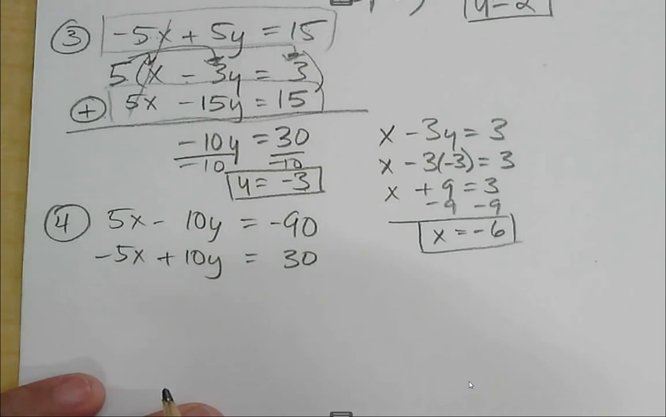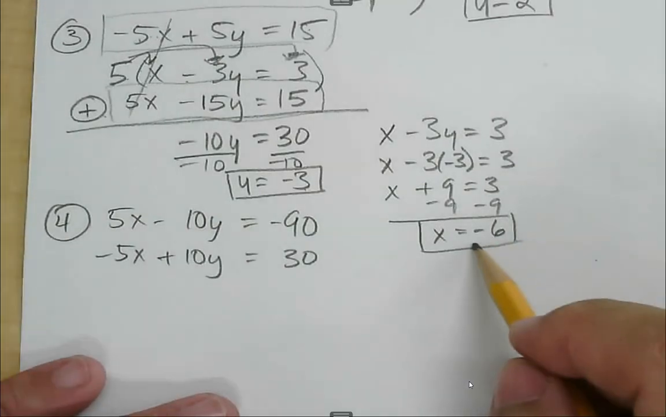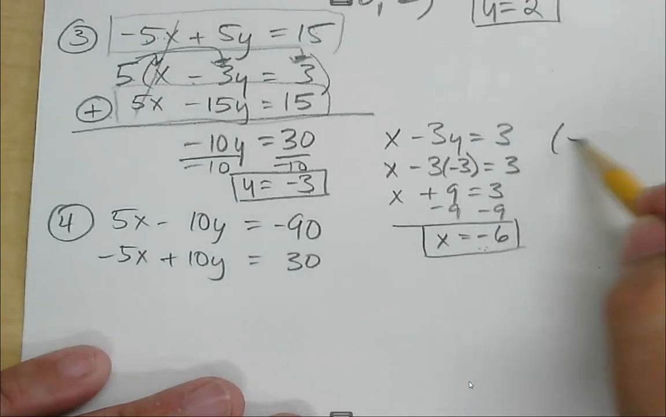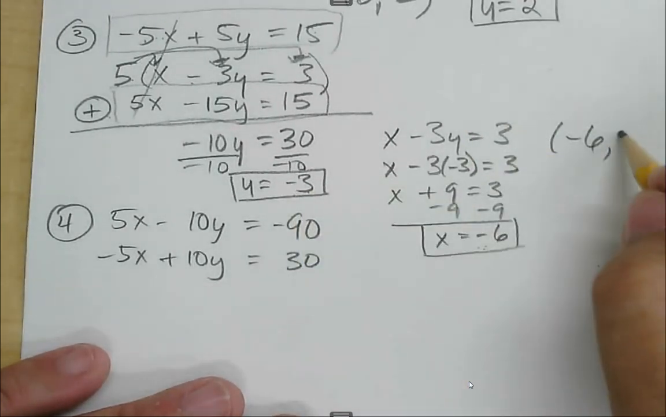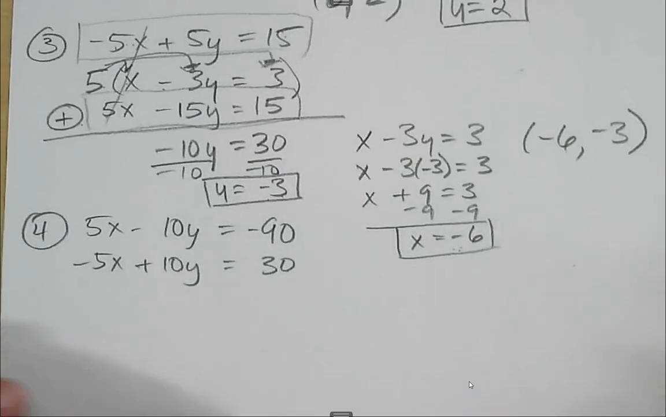Okay? So again, what are my answers here? My answers are, remember, this one will go first because it's the x term. X is negative 6, and my y term is negative 3. So that would be my solution for that particular system.